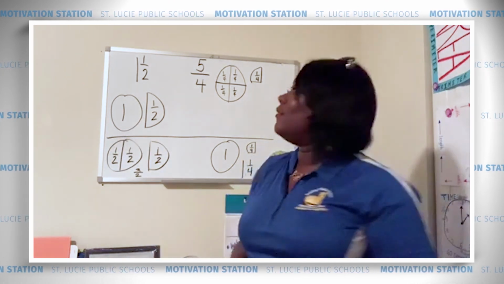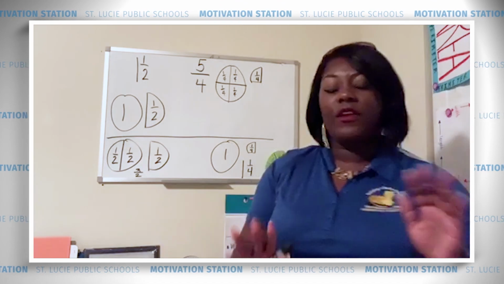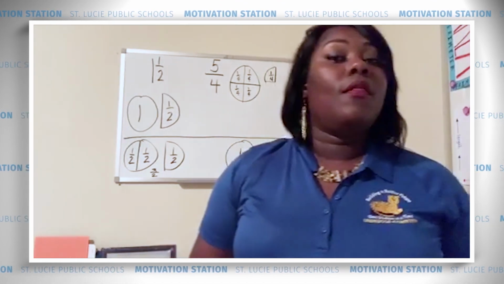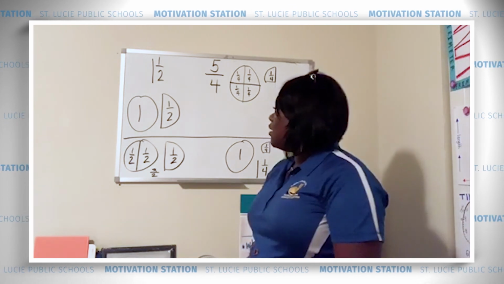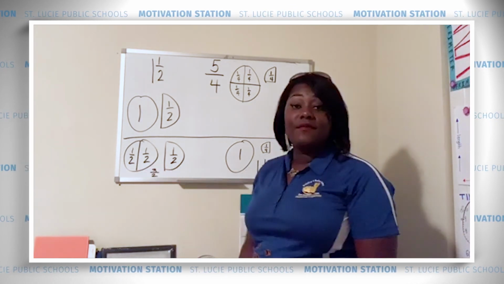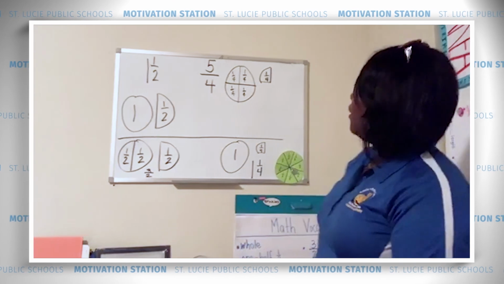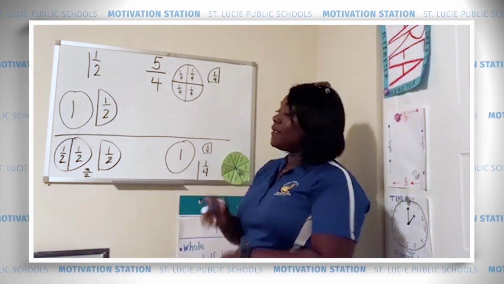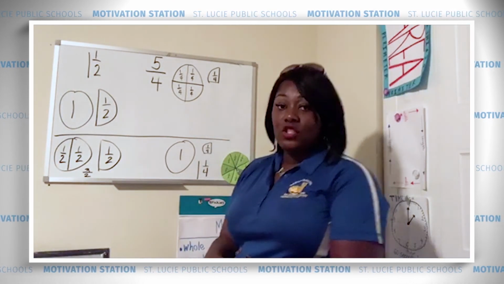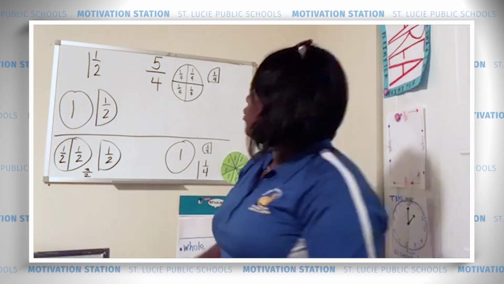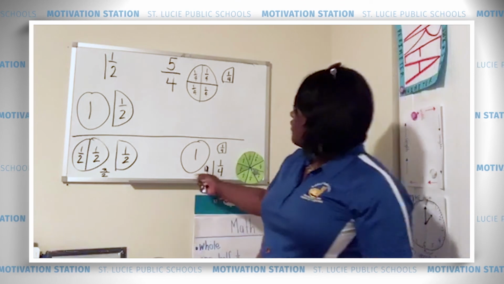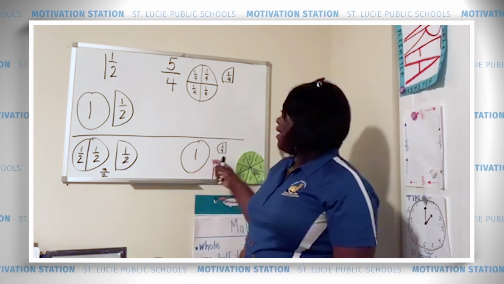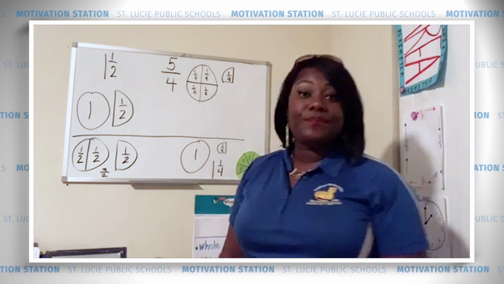How many of those pieces you have. So let me ask you something. Your favorite cookie in the whole wide world, the one that you love to eat, maybe drink with milk or whatever your favorite drink is, would you rather have 3 halves of that cookie, or would you rather have 5/4 of that cookie? Because you want more, right? Would you rather have 1 whole of that cookie and a half size piece, or would you rather have 1 whole and a fourth size piece?